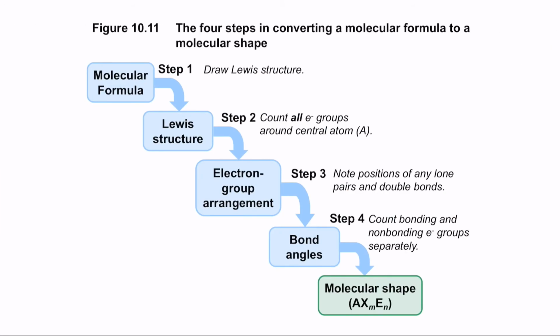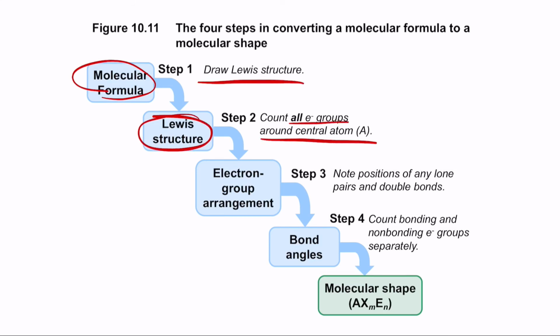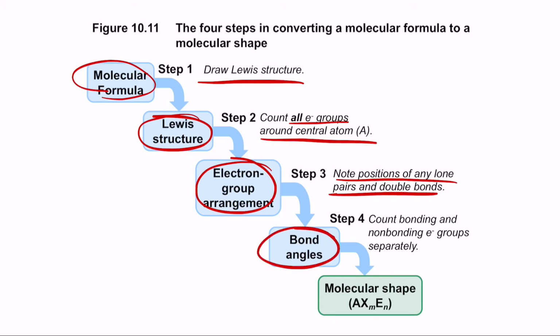Now, how do you determine the 4 steps that are involved in converting the molecular formula into molecular shape? First, take the molecular formula and draw the Lewis structure. Once you have the Lewis structure, count all the electron groups that are surrounding the central atom. And third, once you have the electron group arrangement, note down the positions of any lone pairs and double bonds. Finally, using that, determine the bond angles. Finally, count the bonding and non-bonding electron groups separately and determine the molecular shape of AXmEn.